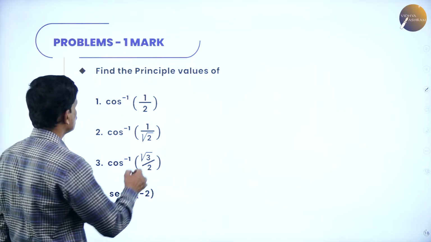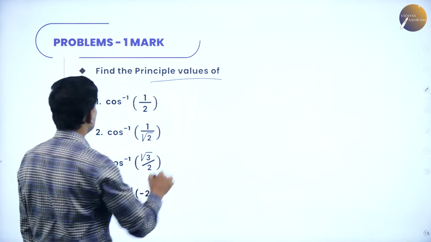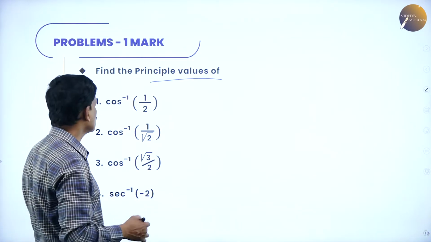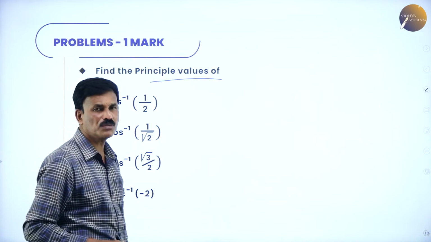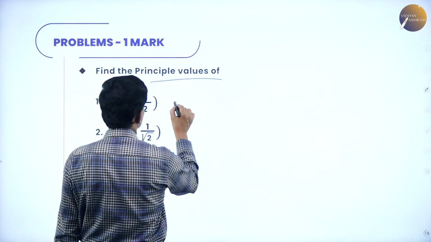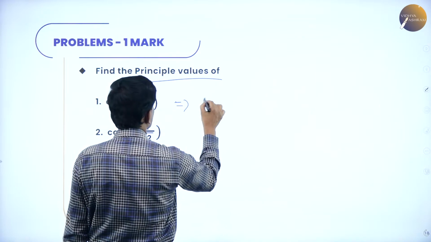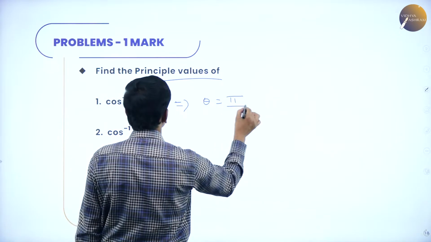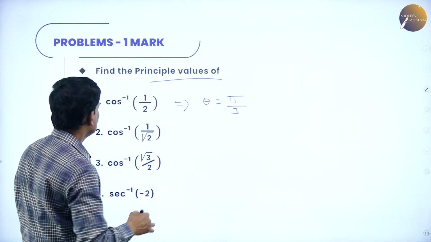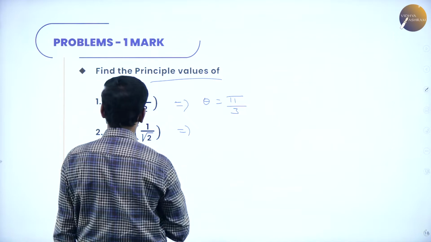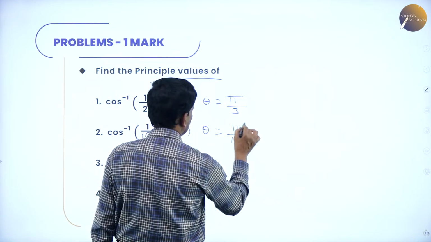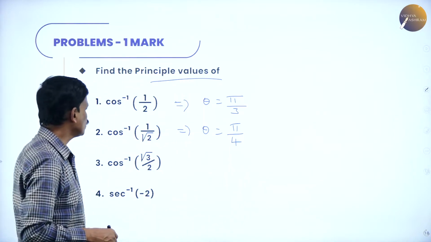Now, find the principal values of, in the examination they may ask like this, sin and cos inverse 1 by 2. So, very simple, how to write? This is a one marker question. Straight away you can write, cos inverse of 1 by 2 implies theta is equal to pi by 3 radians, 60 degrees. So, this is pi by 3. Okay. This implies, for what value of theta? This is 1 by root 2, theta is equal to pi by 4, 45 degrees, 1 by root 2.